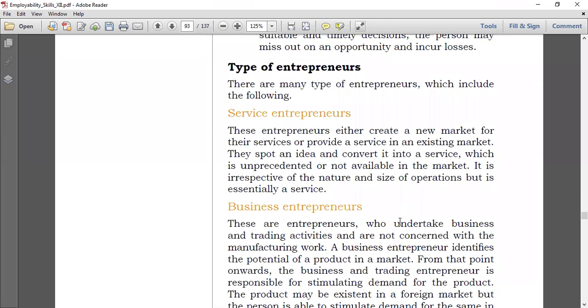Then the types of entrepreneurs, what are the categories? There are many types. One is the service enterprises, the person who gives services, right?